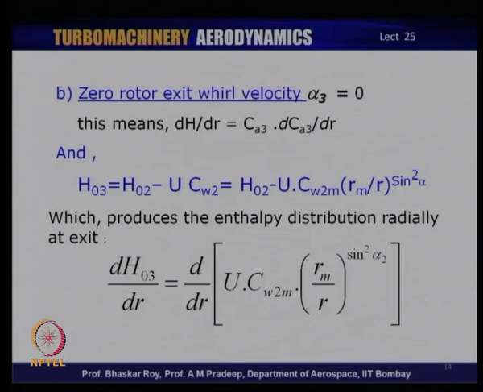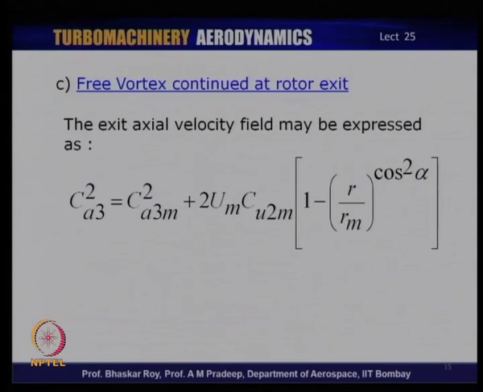The earlier one which we just did was that the enthalpy was constant. That means the variation would be 0. Now, we find that there is an enthalpy variation along the length of the blade.